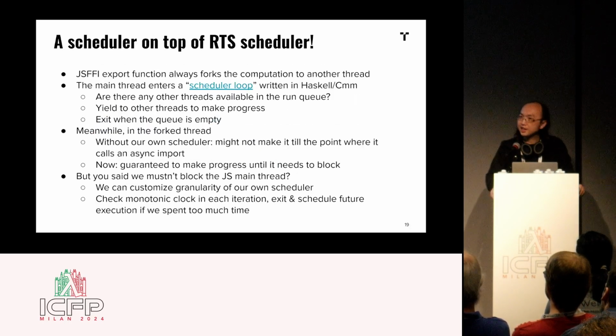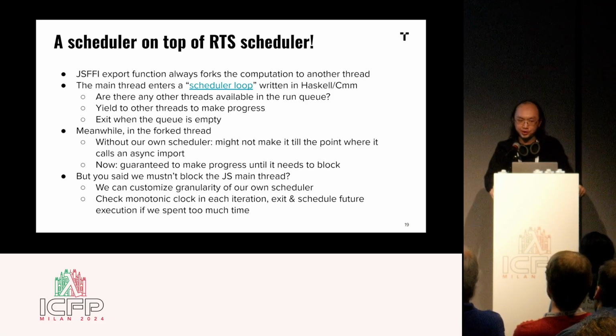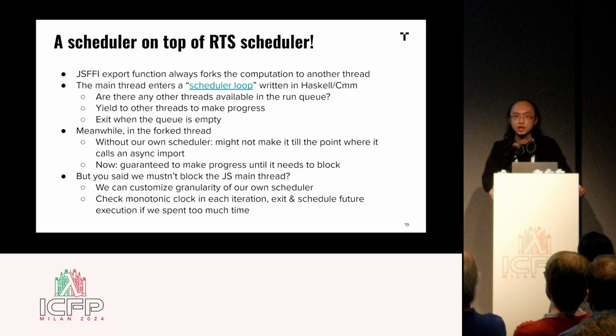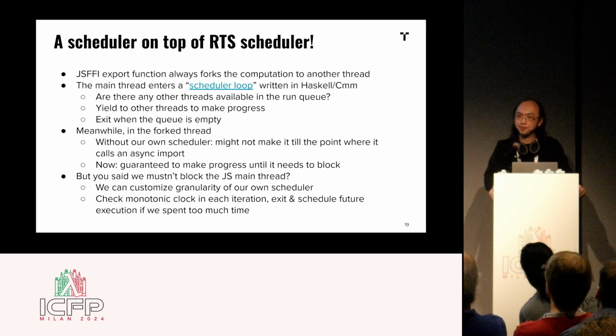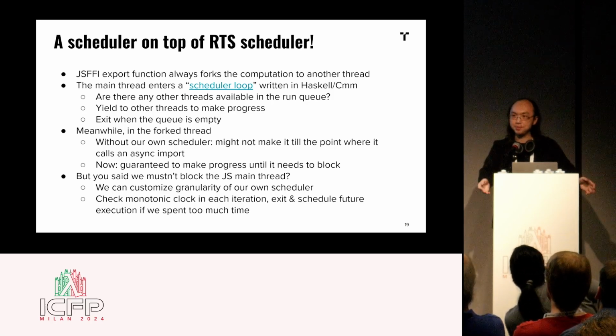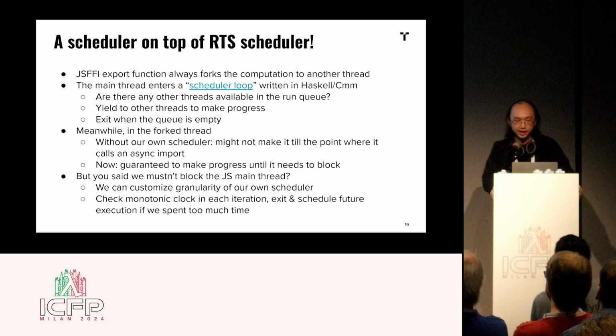So let's get to the coolest idea in this slide, although we have only 3 minutes left. It's possible to implement a Haskell thread scheduler on top of the RTS scheduler written in Haskell CMM. The main idea is that you can inspect and manipulate Haskell threads and stacks in Haskell, but you can also manipulate the Haskell run queue in Haskell altogether.